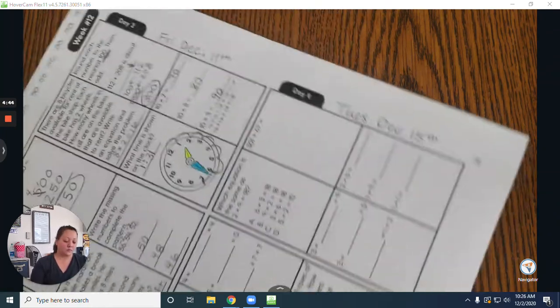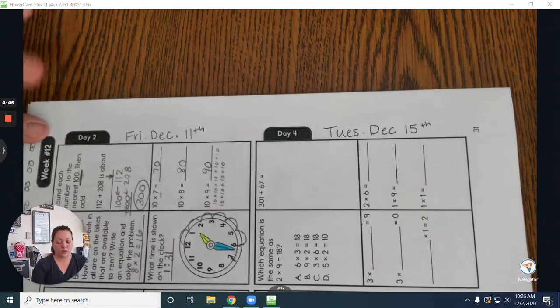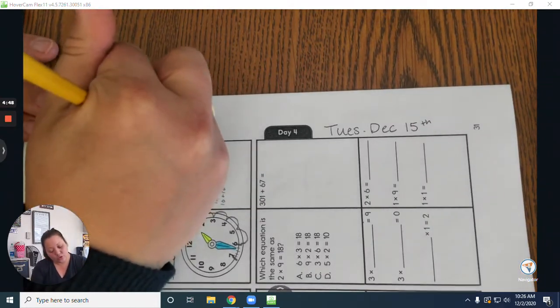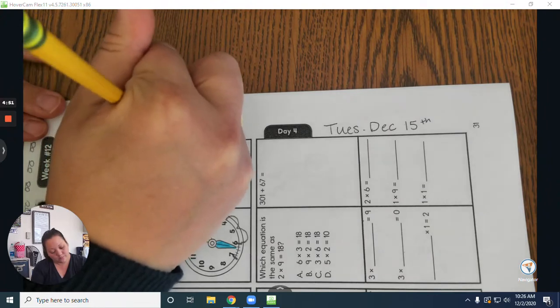Okay, the word of the day is going to be snowflake.